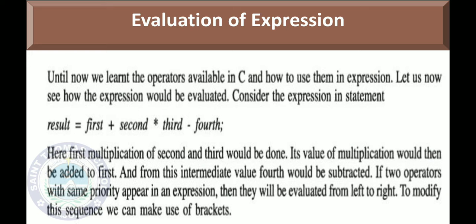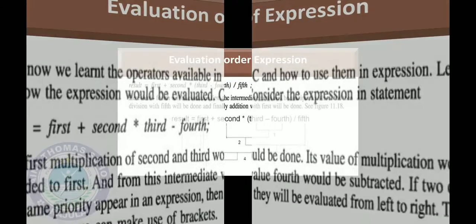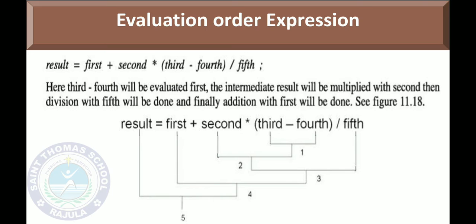Now to modify this sequence we can make use of brackets. So now we will solve another expression that is written with the help of brackets. Let's see the equation first. Here again the result is there, and we want to calculate the result. The expression is: first plus second multiply by, in brackets, third minus fourth, divided by fifth, and then a semicolon. This is our expression. Now how will we solve this equation?